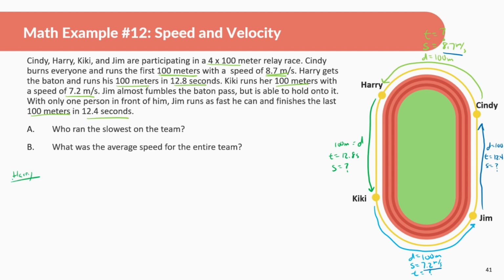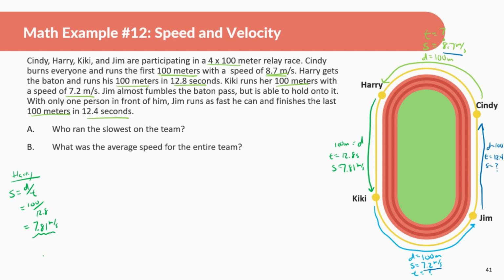So Harry, we're looking at his speed: distance divided by time. We know his distance is 100 meters divided by time, which is 12.8 seconds. So we know that he ran at 7.81 meters per second. Okay, so now we know what his speed is, 7.81 meters per second.